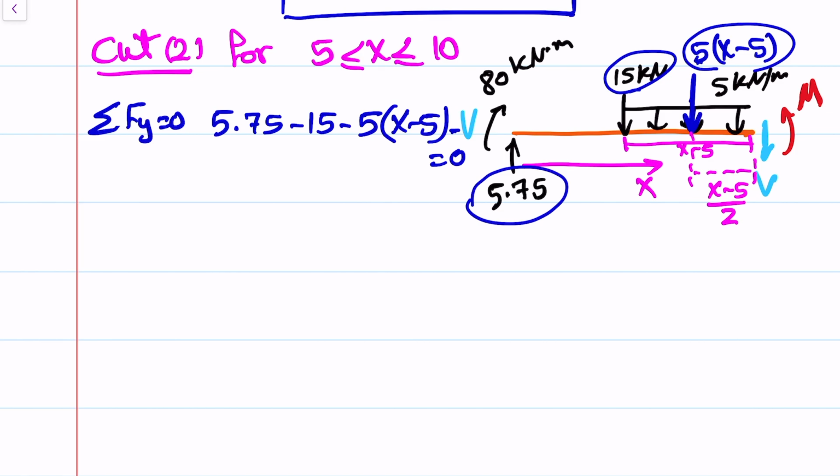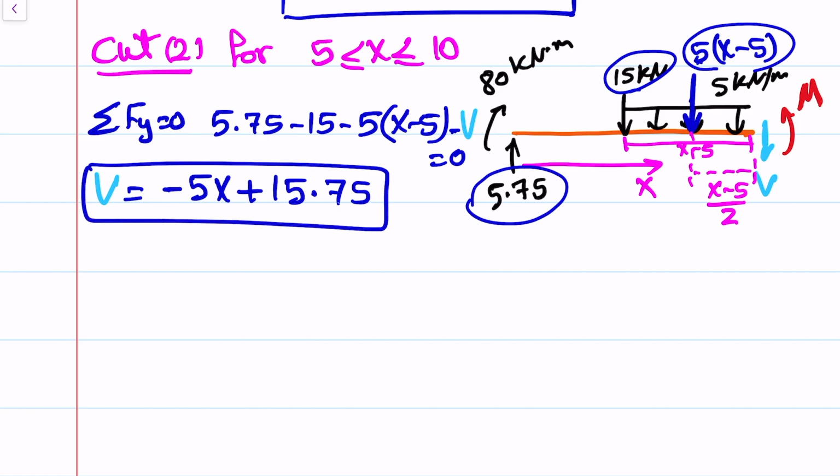So V equals negative 5x, and we have here 25 minus 15 plus, so this will be positive 15.75. Okay, this is the shear.